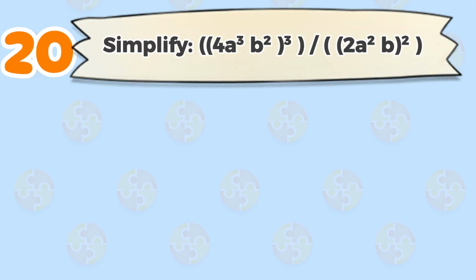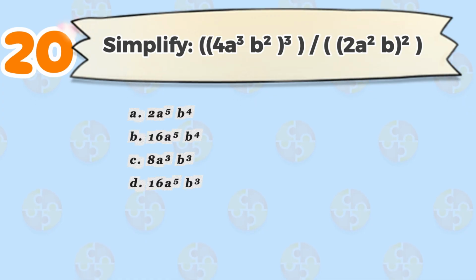Question number 20. Simplify the quantity 4a cubed b squared, all raised to the third power, divided by the quantity 2a squared b, all raised to the second power. The choices are A. 2a to the fifth power, b to the fourth power, B. 16a to the fifth power, b to the fourth power, C. 8a cubed b cubed, D. 16a to the 5th power b cubed.